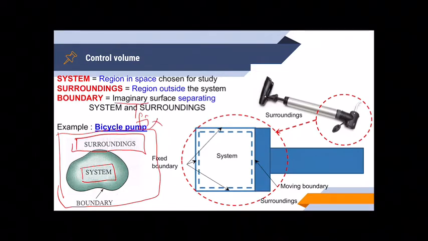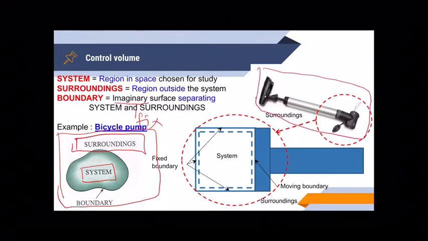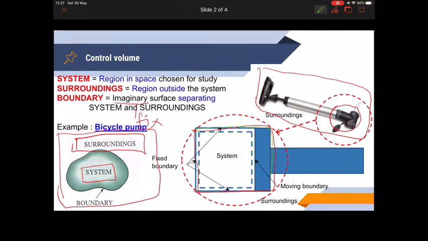For example, this bicycle pump. We are interested to know what happened to the compressed air in this part. So what we can do, we can precisely draw a diagram of this part, exactly like this, like a free body diagram. And then we do have firstly the boundary here, and then we do have the region that we want to know what is the value of the compressed air. We call it as system. And then we do have the outside of the system and the boundary, we call surrounding.